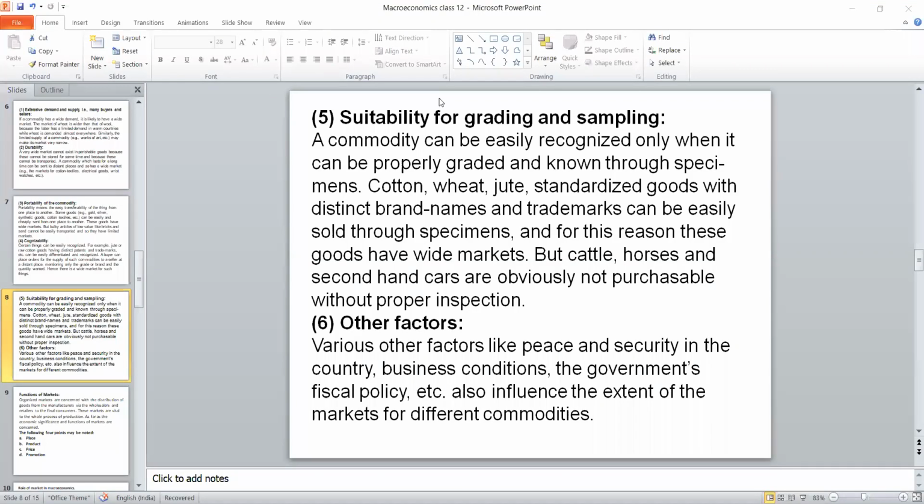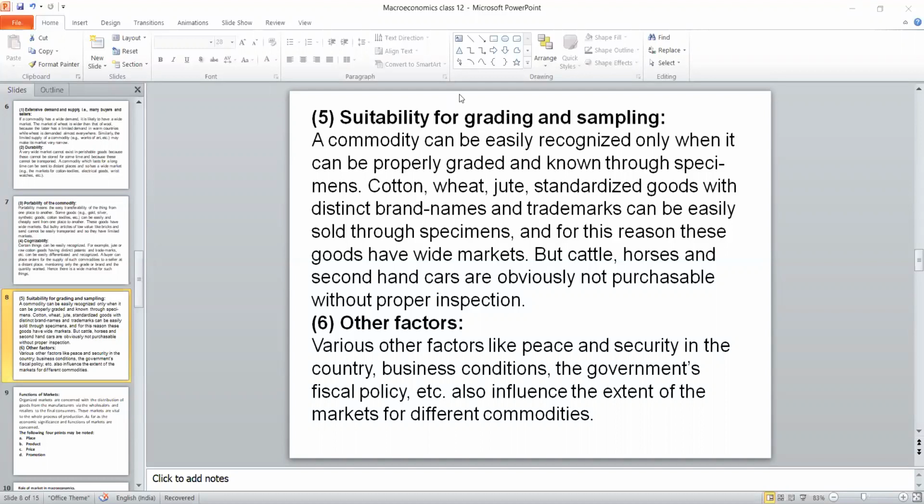Without seeing the look of the horse or cattle, we cannot purchase. We have to check. Even a car: suppose an Audi car is offered for 5 lakhs, but unless you check the quality of the engine of that particular Audi, you cannot purchase it. So suitability is very much needed. And finally, there are many other factors responsible for the size of the market: the country's condition, political condition, business condition, and the tax policy that the government follows. All these things will definitely influence the size of the market.